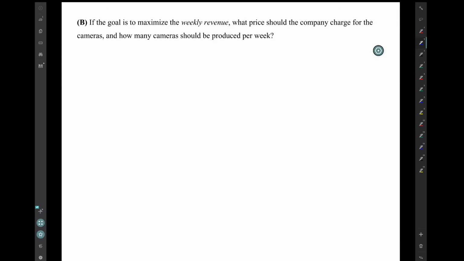Question B is, if the goal is to maximize the weekly revenue, what price should the company charge for the cameras, and how many cameras should be produced per week? Well, there's a lot to digest there, but the thing to think about first is this, weekly revenue. To do anything here, we need to come up with the revenue function.